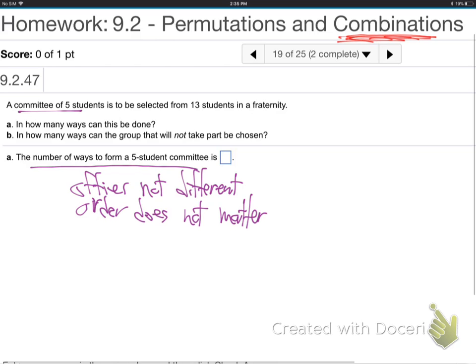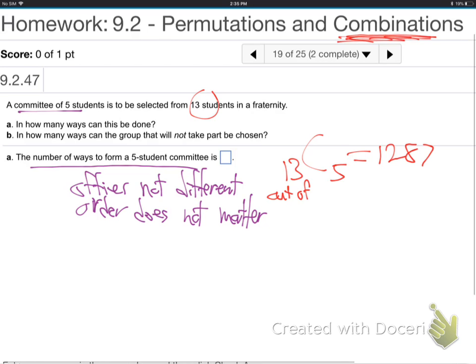So that means out of 13, you always put the big number first, right? 13C5. Out of 13, choose 5 where you don't care about the order. Get the calculator, hit the buttons, let's see what we get. Go over to the math and probability, down to nCr. 13, 5, I get 1287. 1,287 different ways to do that. We're going to do part B also, but there's part A. Out of 13 students, choose 5. The big number always comes first when we do the P and the C, right? Order doesn't matter. They're all the same office. 1,287 different ways to do that.